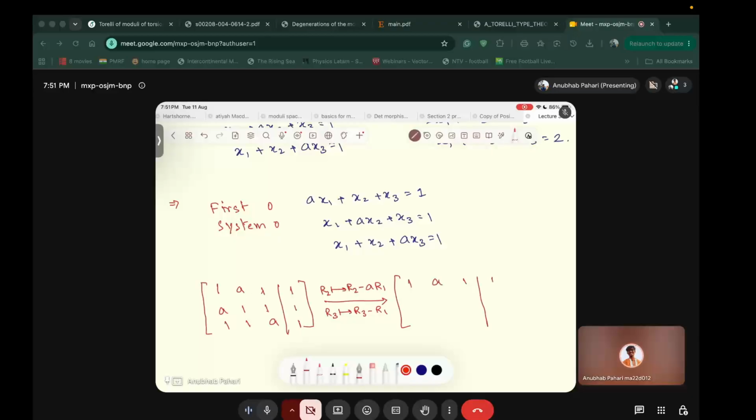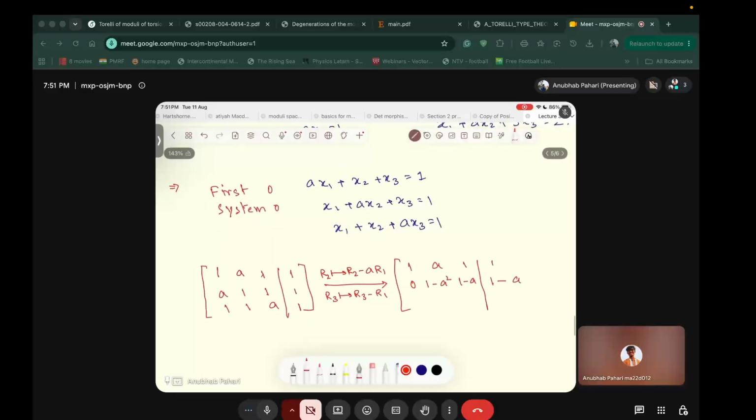Now let's see what happens in the second row. R2 is replaced by R2 minus a R1, so a minus a would be 0. So it will be 1 minus a squared, and the third entry will be 1 minus a, and on the right-hand side it will be 1 minus a. And R3 will be replaced by R3 minus R1, so it will be 0, 1 minus a, minus 1, and 0.